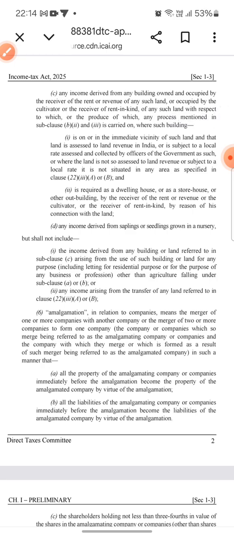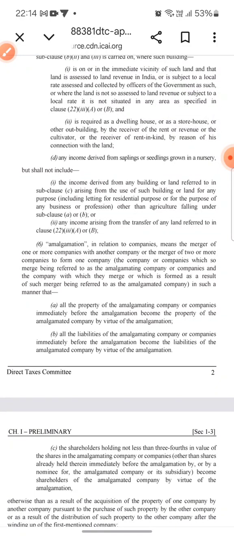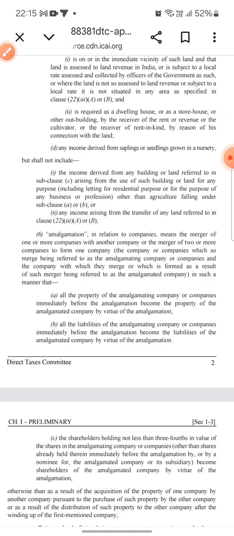Any income derived from sapling or seedling grown in the nursery, but shall not include income derived from any building or land referred to in subclause C arising from the use of such building or land for any purposes including letting for residential purpose or for the purpose of any business or profession other than agriculture falling under subclause A or B. Any income arising from the transfer of land referred to in clause 22 subsection 3 clause A or clause B.